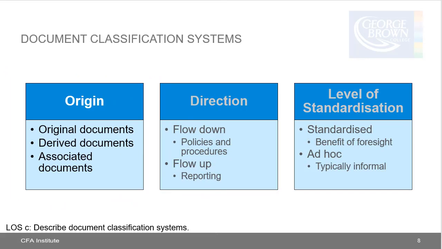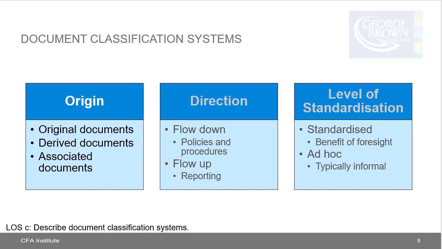Moving on now to Learning Outcome Statement C. Learning Outcome Statement C is describe document classification systems. And when using or reviewing a document, there are 3 factors to consider: origin, direction, and level of standardization. Origin relates to the source of the document and may be classified by their sources as original documents, derived documents, or associated documents. For example, assume an employee travels for work and incurs expenses while doing so.